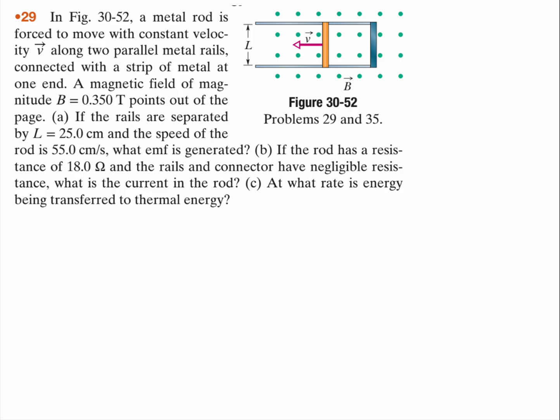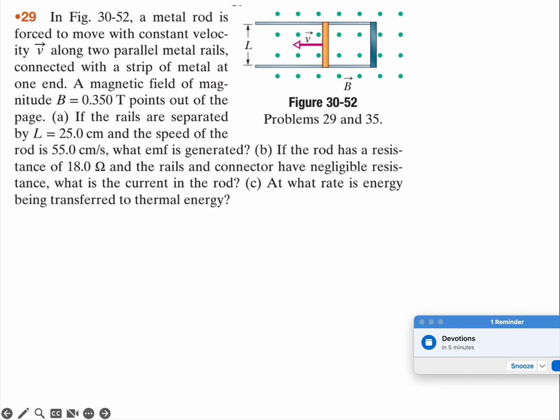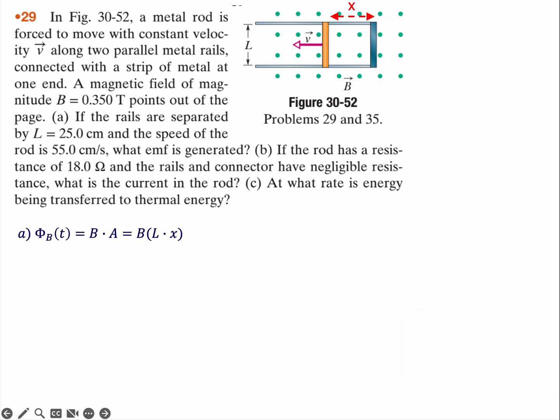what EMF is generated? So for A, first thing we're going to do here real quick is to define a new distance x up on top here. Not that it's critical, but now I can identify the flux. The flux is, of course, magnetic field times the area. In this case, the area is going to be L times x. Why is this interesting?